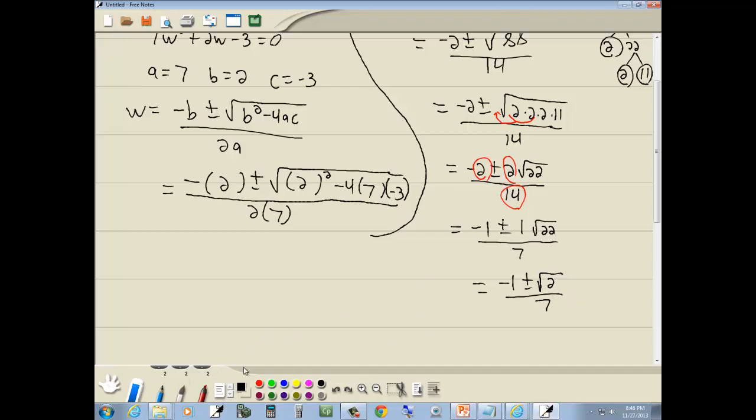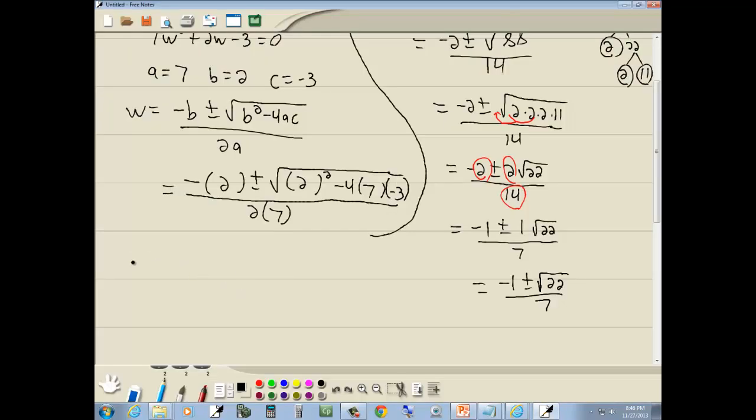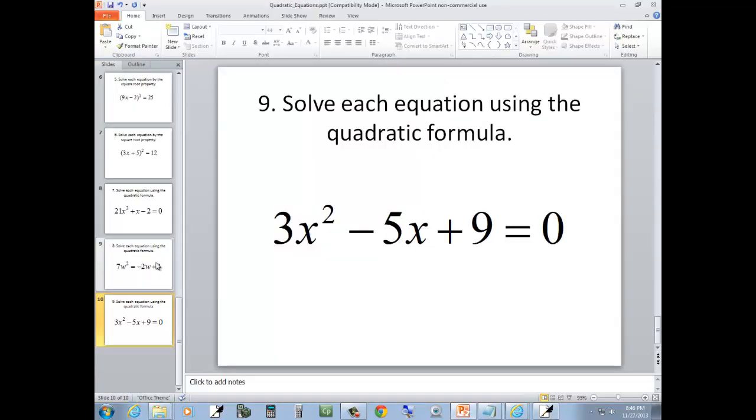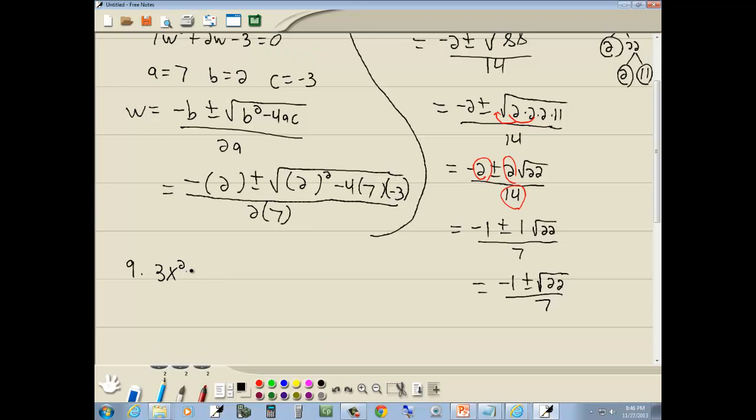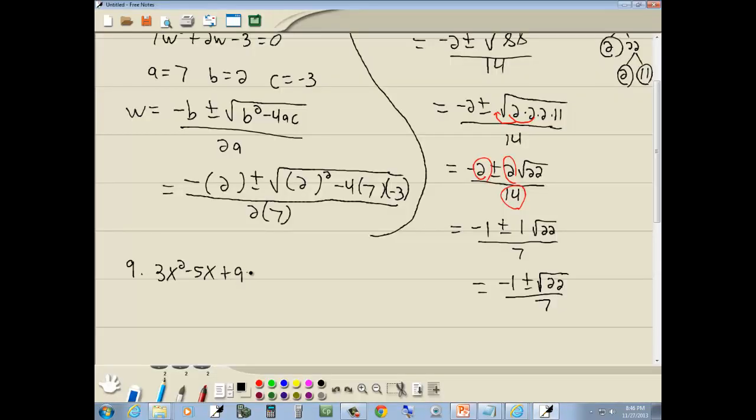Try it again. 22 came out kind of weird. There we go. That's our answer. Let's take a look one more. We got 3x squared minus 5x plus 9 equal to 0.